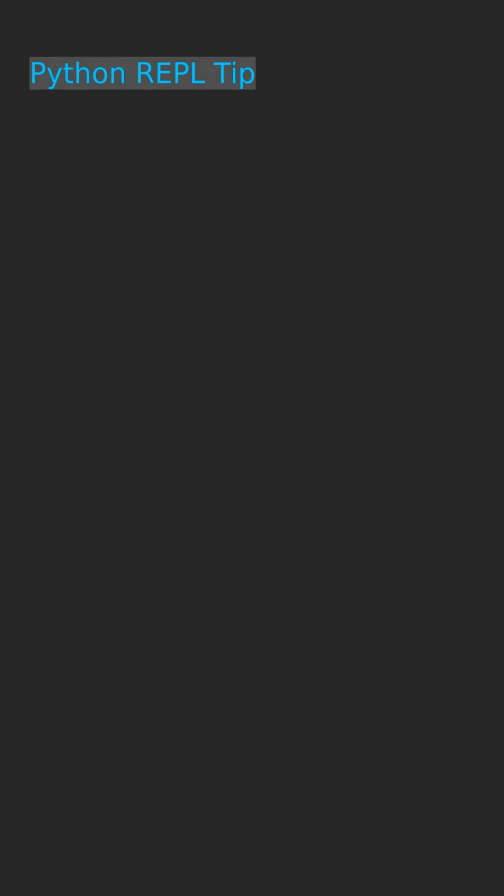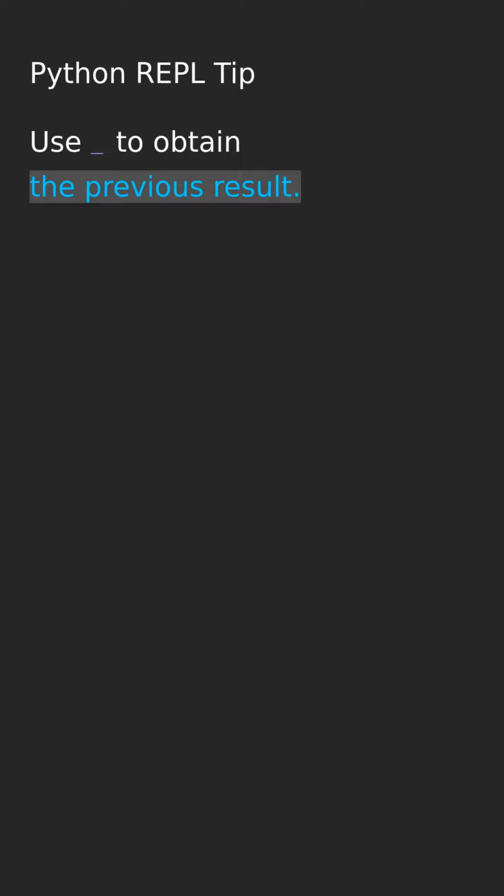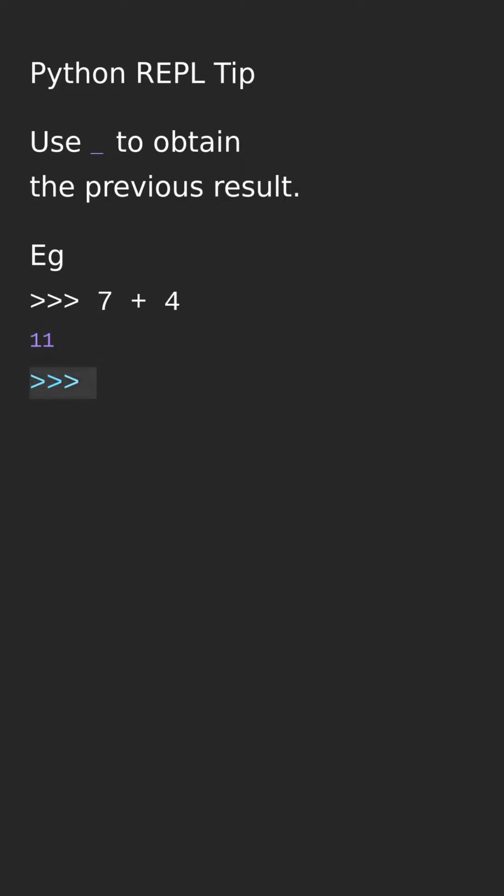Python REPL tip. Use the underscore to obtain the result of the previous expression. For example, on the prompt, I type an expression like 7 plus 4, enter. Obviously, the answer comes out 11. But watch this fun part now. I type this underscore next and hit enter. Boom, I get 11. This is the result of the previously evaluated expression.